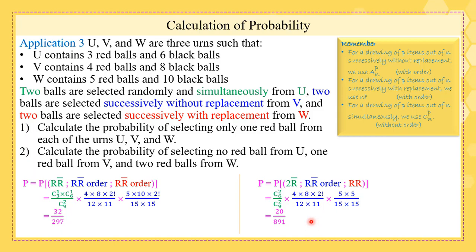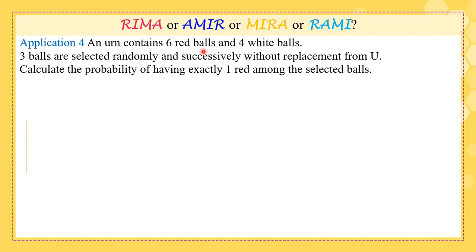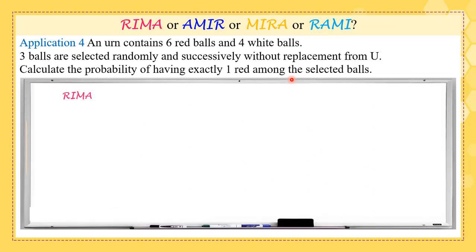In fact, this question summarizes all the different cases that we saw till now in probability. Let's see Rima, Amir, Mira, and Rami. An urn contains 6 red and 4 white balls. It contains 10 balls. 3 balls are selected randomly and successively without replacement from the urn. Calculate the probability of having exactly 1 red among the selected balls. So we need to choose 3 balls successively without replacement from the urn, and we need the probability of exactly 1 red. Let's begin with Rima.